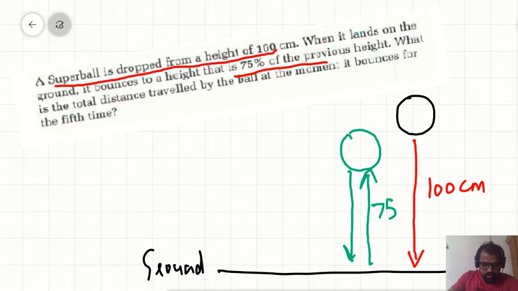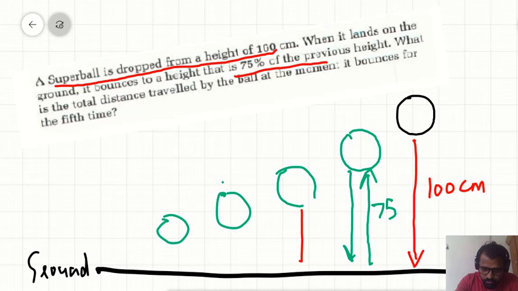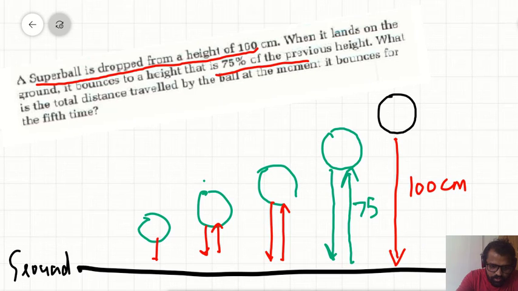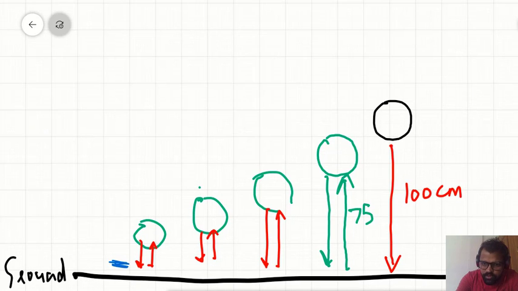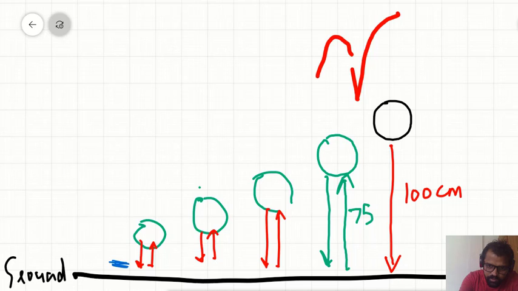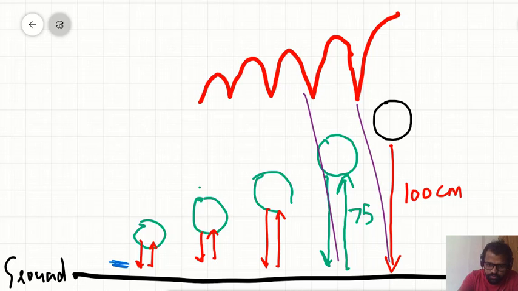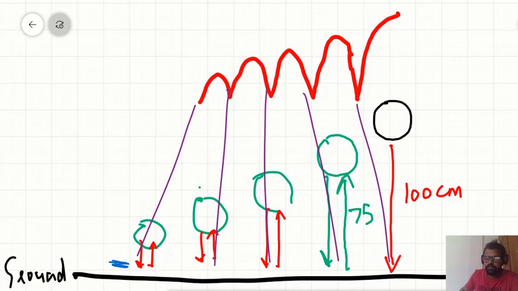The question is, what is the total distance traveled by the ball at the moment when it bounces for the fifth time? Going up, coming down. Going up, coming down. Going up, coming down. That's it. This is the fifth time when the ball is bouncing on the ground. Let me show you a clear picture of this story. Ball is coming from here, bouncing back here, this and this. Number 1, 2, 3, 4 and number 5.